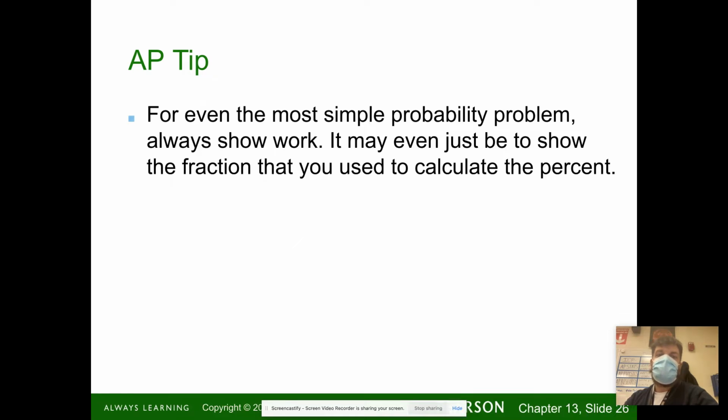For the AP exam, for even the most simple probability problems, always show your work. It may even just be to show the fraction that you use to calculate the percentage. It could save you.